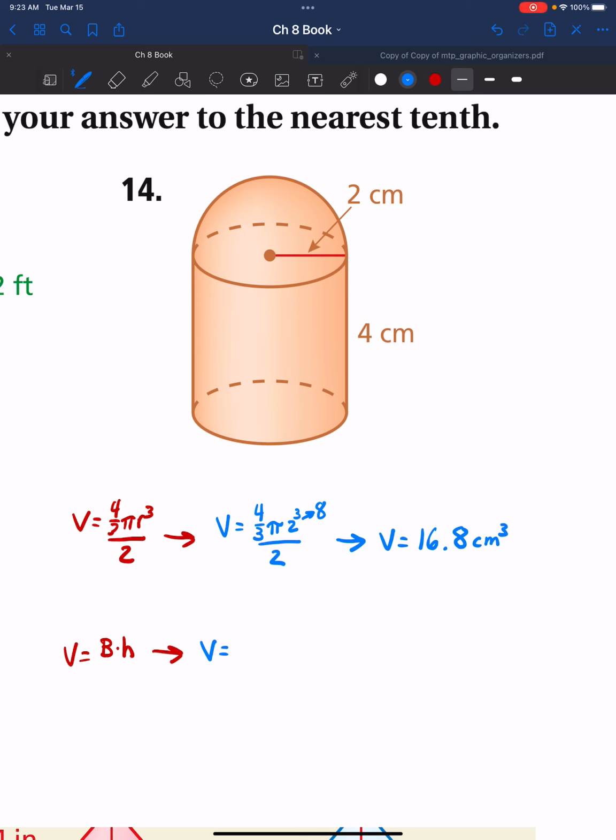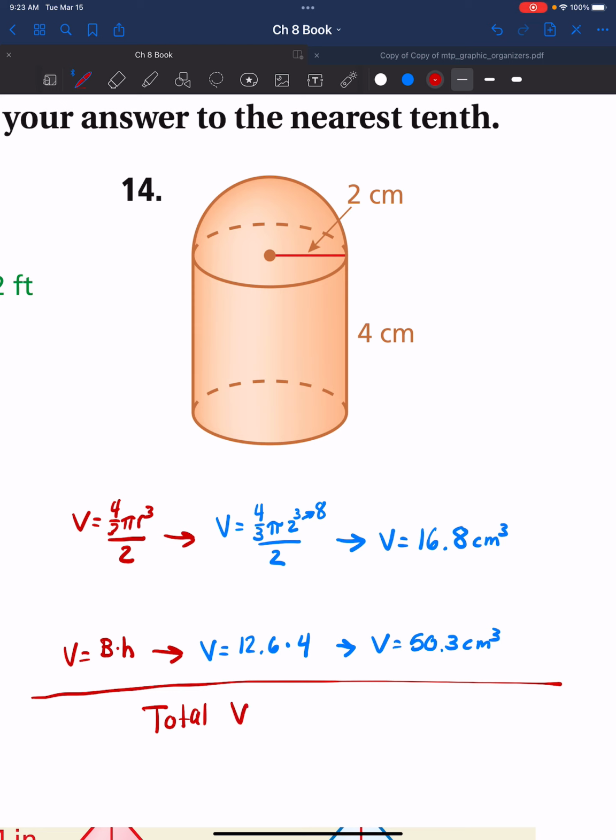4 times pi is 12.6. 12.6 times the height, which is 4. Okay, 12.6 times 4. And I got the volume to equal 50.3 centimeters cubed. Now remember, if in your notes we drew a line underneath, now we're going to find the total. And simply just take 16.8 plus 50.3, boop, 67.1 centimeters cubed.